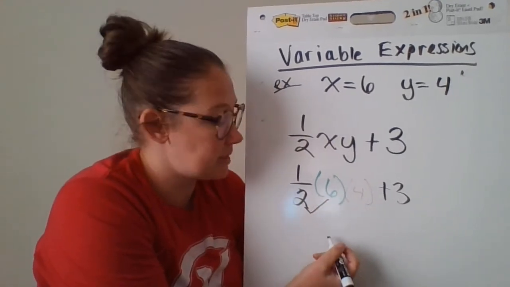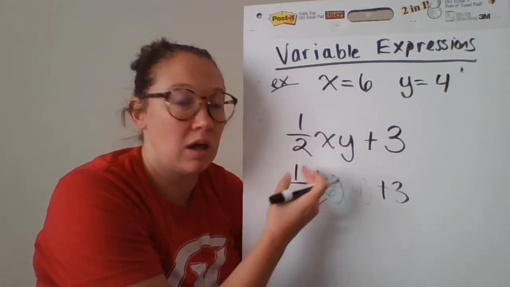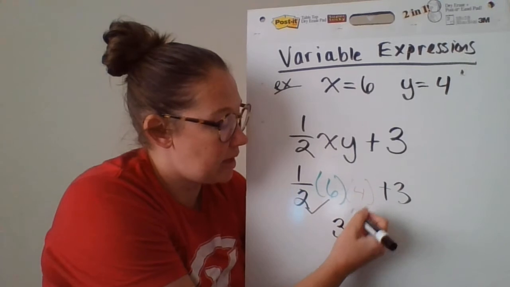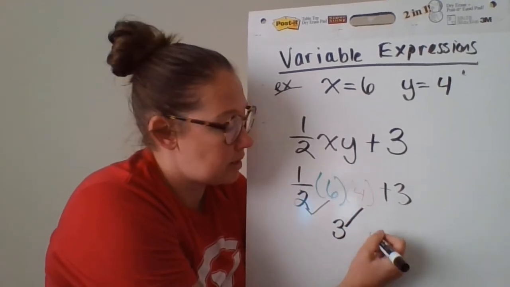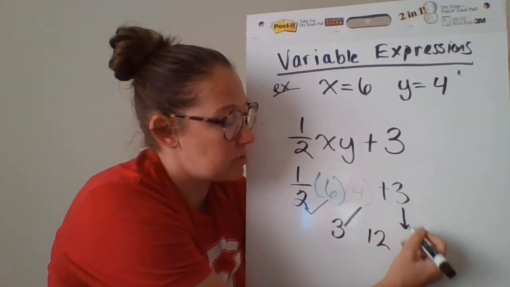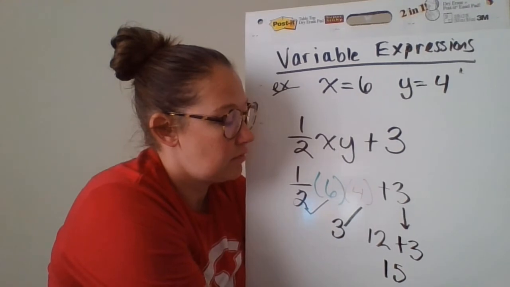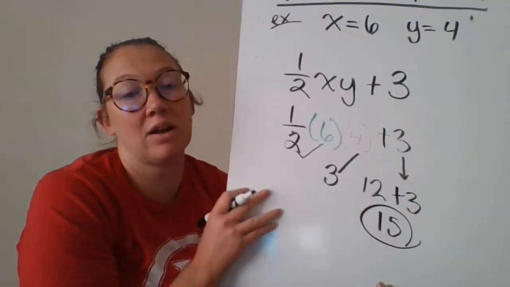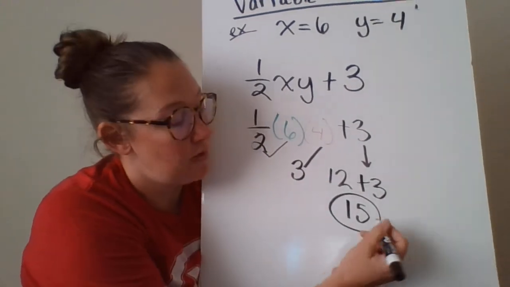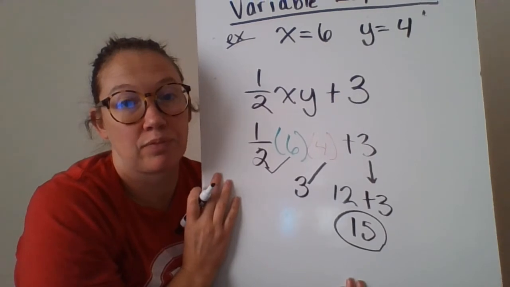So 1/2 times 6, if I take 6 and I split it in half, half of 6 is 3. 3 times 4 is 12. And then I'm going to bring my plus 3 down here, 12 plus 3 is 15. So my final simplified expression, this expression is worth 15 with these values of x and y.